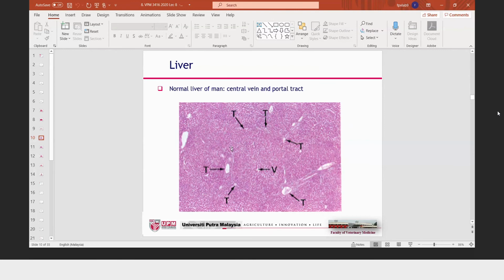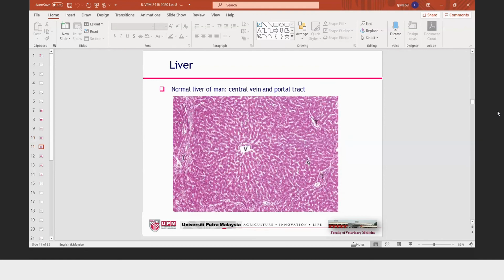So you have the central vein there, and all the hepatocytes. Then you can see quite a lot of portal triads surrounding, isn't it? So they are not as well organized as what we observe in the liver of pigs. So this is actually normal in human. It means that pig is a very good sample of liver when you want to study the morphology of the liver.